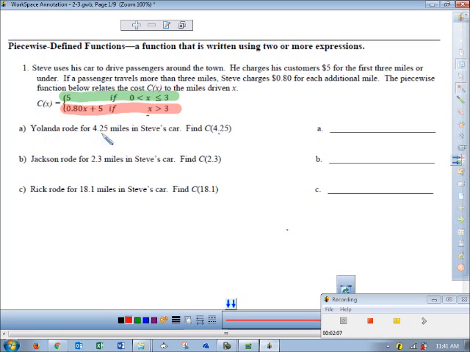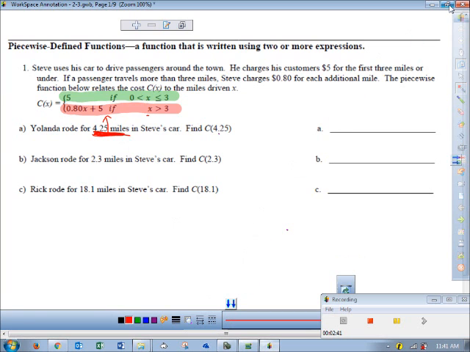So, 3 different people here. Yolanda, she rode for 4.25 miles. It says find C of 4.25 because this function's name is C. So we just got to put 4.25 in for x, but we got to realize which piece of this function we are in. Are we in the green piece or are we in the red piece? Since the x value is greater than 3, we'd have to go into the red function in this situation.